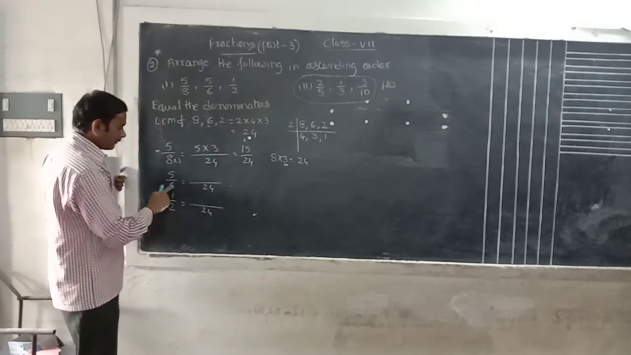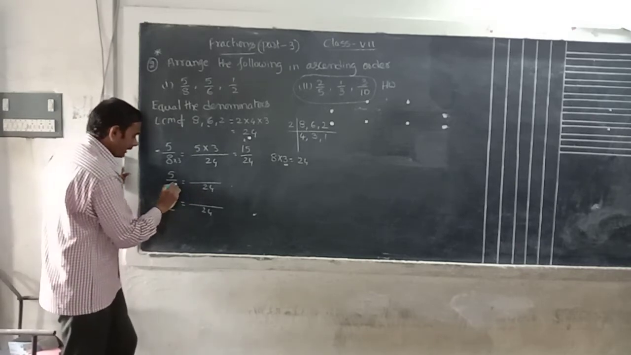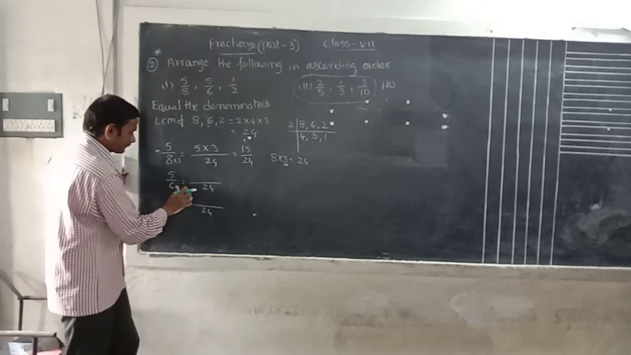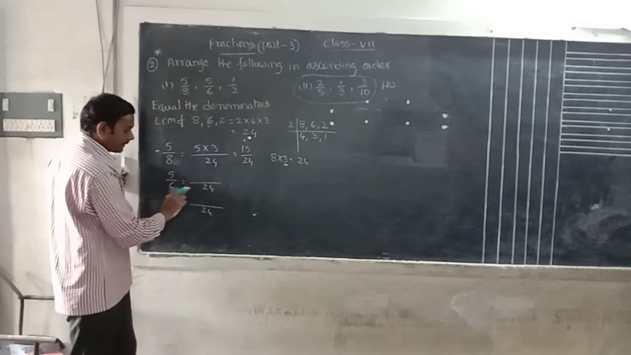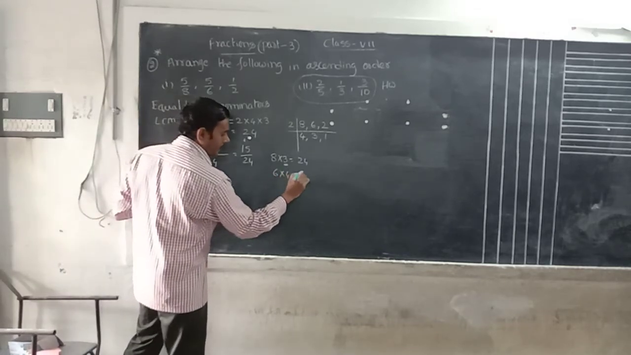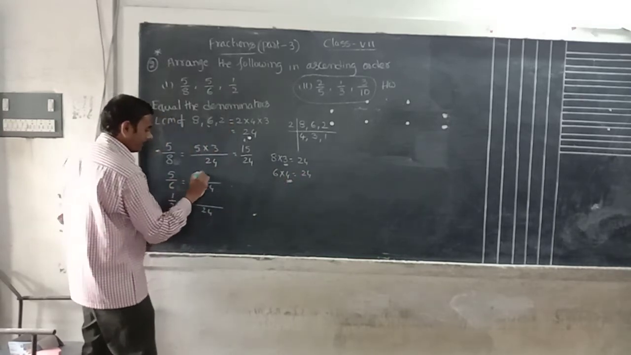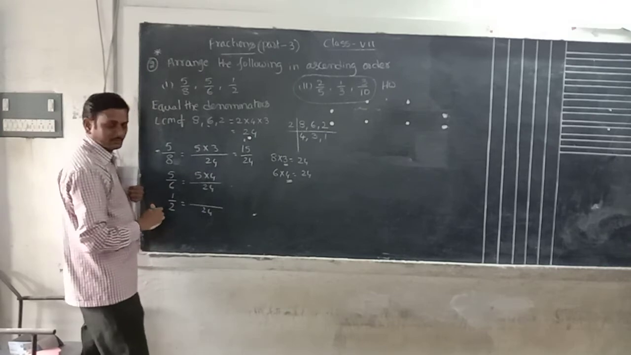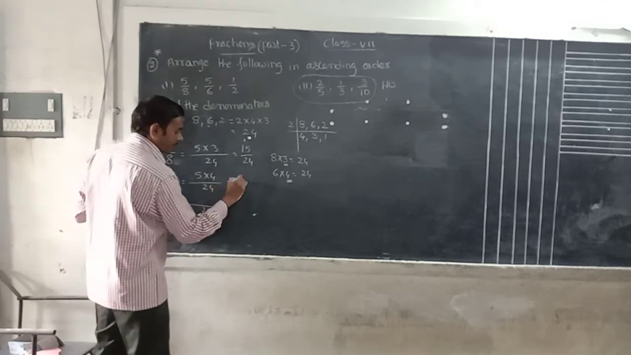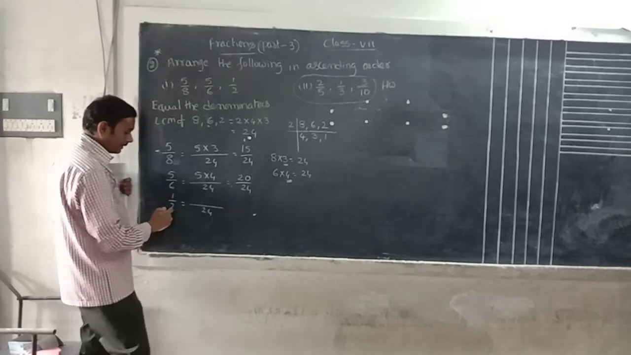Now what number should multiply here to make 24? 6 fours are 24. By multiplying 6 by 4 we get 24, so this 4 is multiplied to the numerator. That means 5 into 4 is 20, so 20 by 24. And similarly, the 2 table.